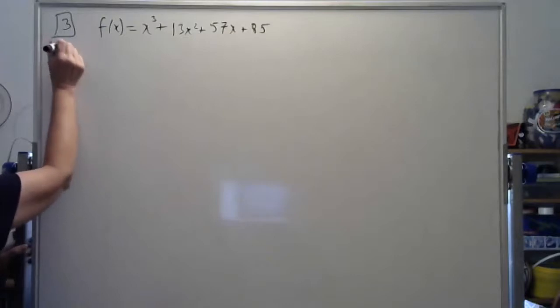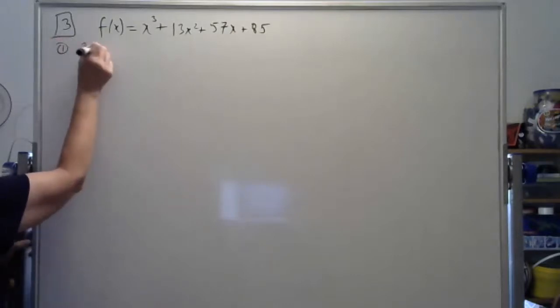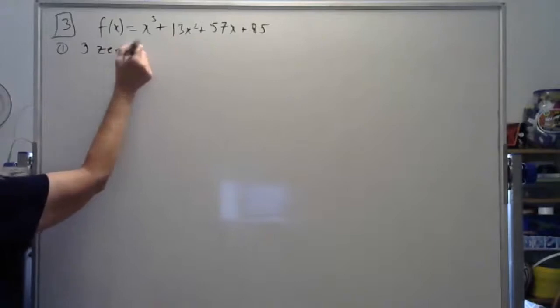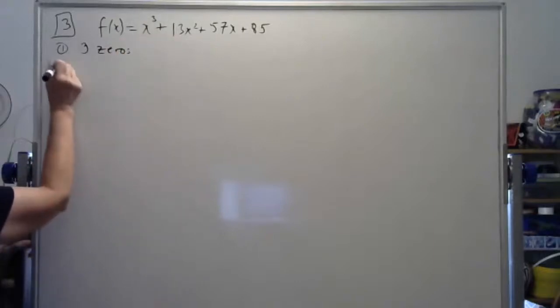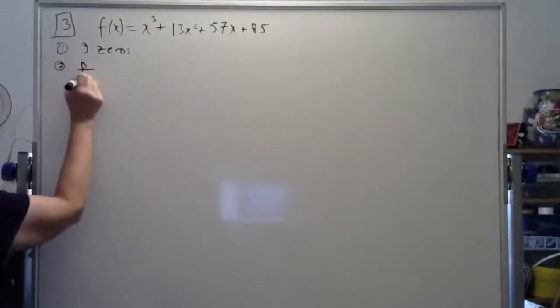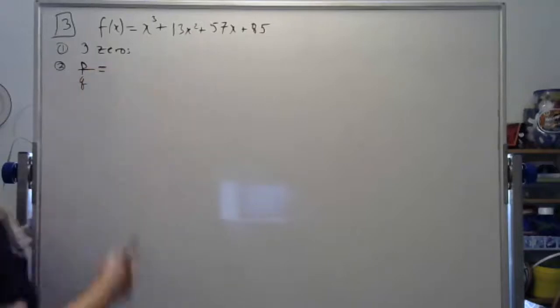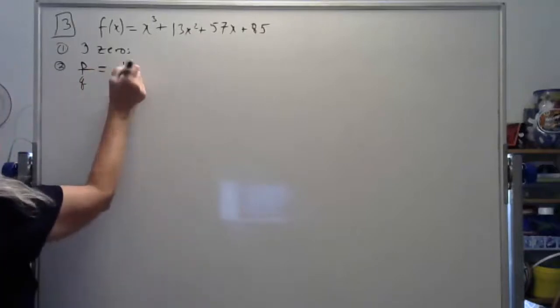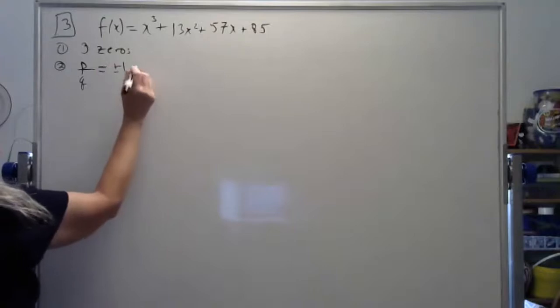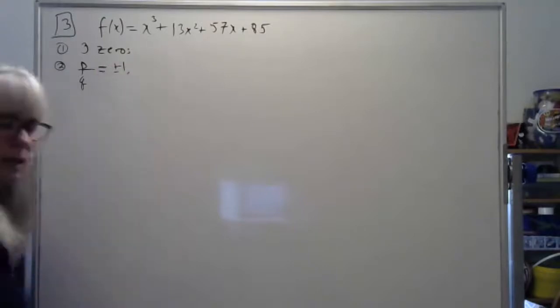So each of my steps, the very first step, we know that we have 3 zeros, and that comes from the highest degree we see. Step 2 is to go do that P over Q list. That's all factors of 85. Not as bad as you think. So plus or minus 1. 2 won't go into it. Does 3 go into 85?